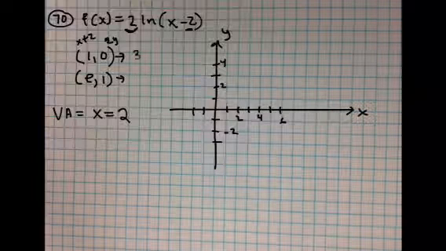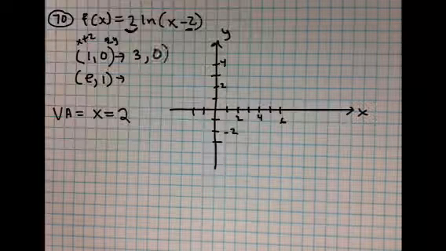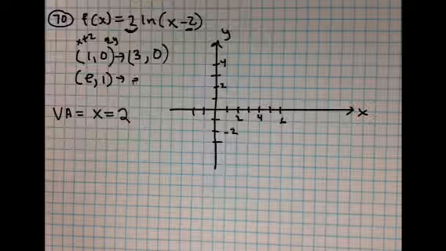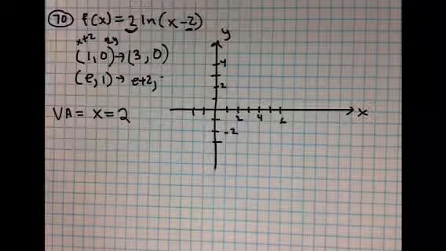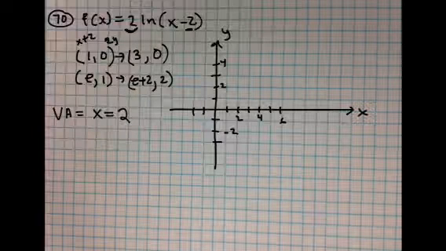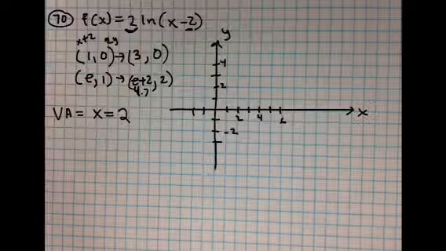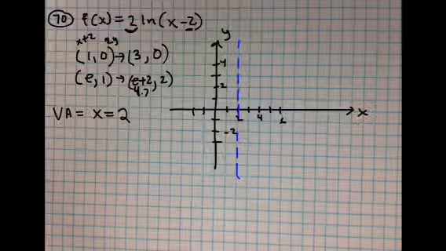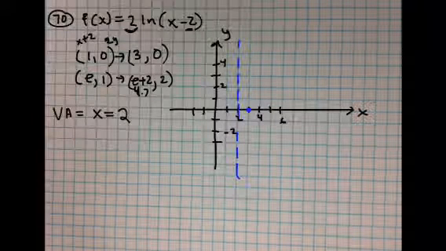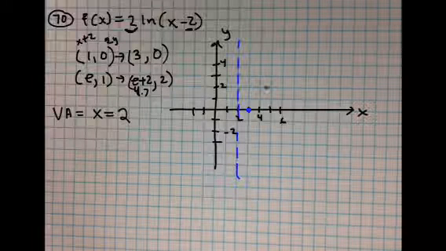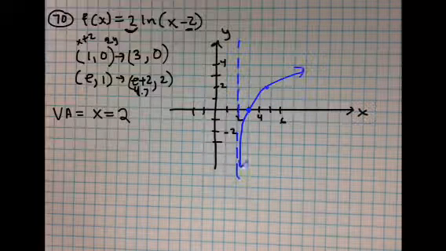So 1 plus 2 is 3, 2 times 0 is 0, e plus 2, and then 2 times 1 is 2. So this would be about 4.7, okay, because e is 2.7 approximately. So we draw the vertical asymptote at x equals 2 right here, and then the 3, 0, and 4.72, 2, so about here. And then just connect the points, and you are done.